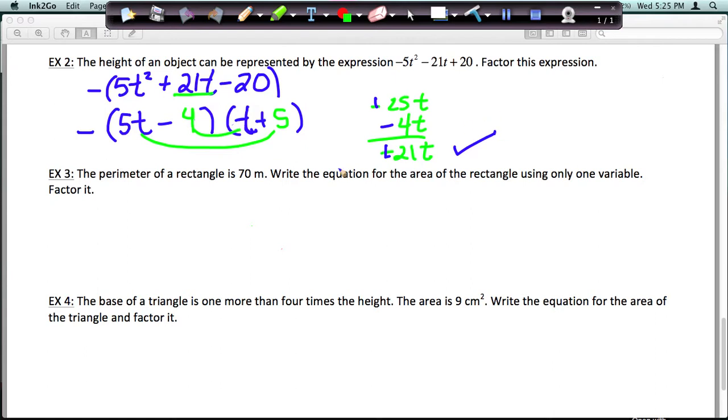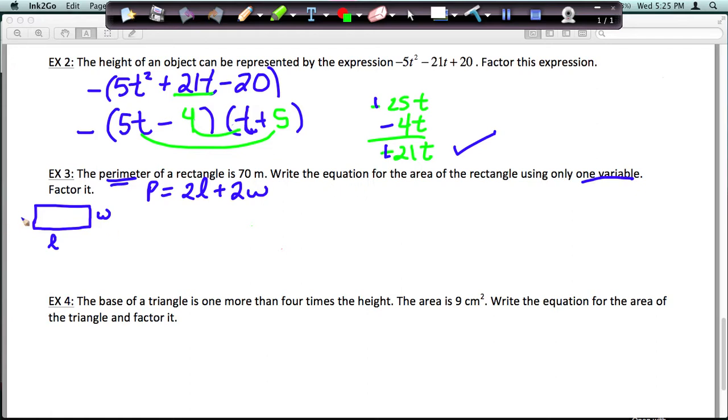Okay, let's look at example 3. The perimeter of a rectangle is 70 meters. Write the equation for the area of the rectangle using only one variable and factor this. So again, first thing I'm going to do before I even try and solve this is just draw a picture for me and to remind myself that this is length, this is width, it doesn't matter where you put it. And then I see the word perimeter. So how do you find the perimeter of a rectangle? You add up all the sides, or the shortcut is you have 2 L's and you have 2 W's. So that's the formula for perimeter.